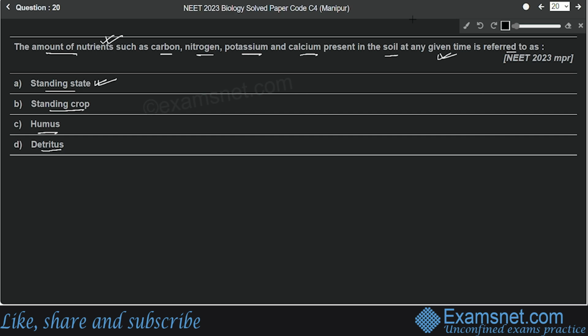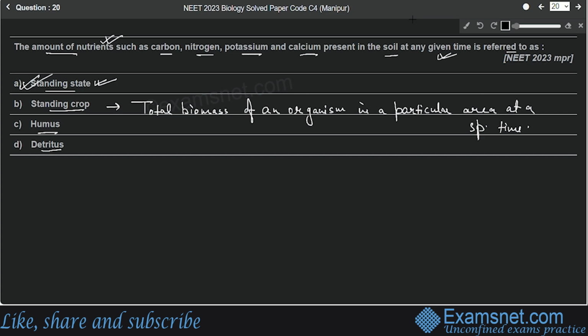Don't confuse it with standing crop. Standing crop is a term that is used to describe the total biomass, not the nutrients, because nutrients are inorganic matter whereas biomass is organic matter. So the total biomass of an organism in a particular area or volume at a specific time is known as standing crop, but according to the question the correct answer is option A, standing state.